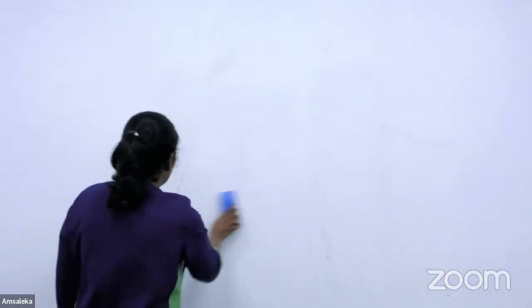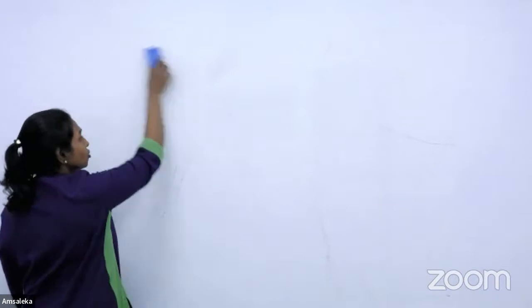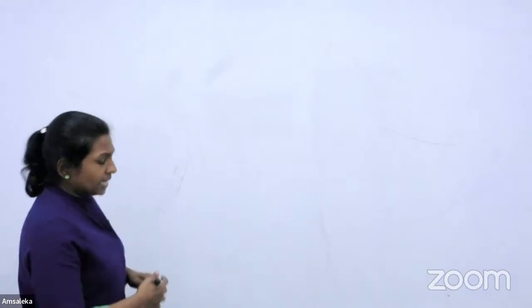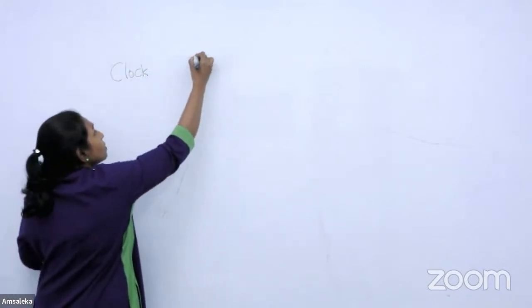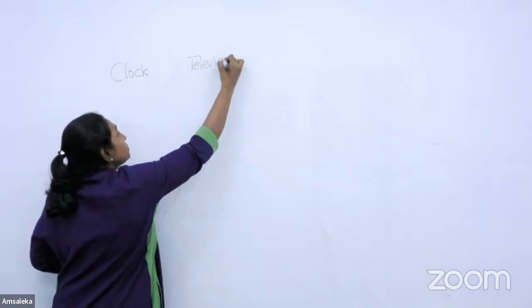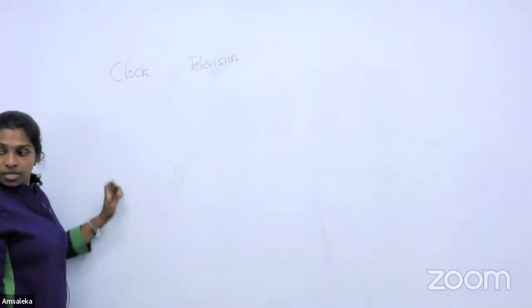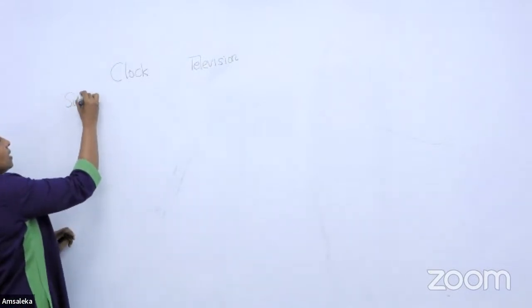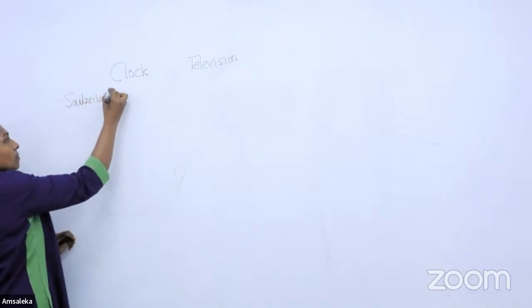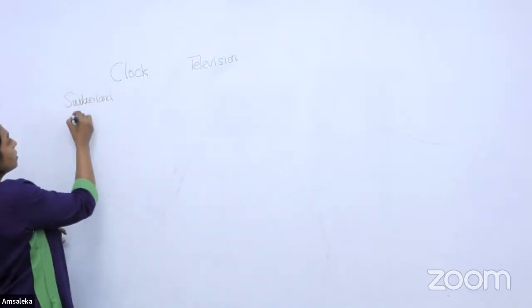International trade. By that, we are going to finish. International trade has two approaches. There also you can get marks if it is given. By the way, clock is given, television is given, and two countries are given: Switzerland and Germany.